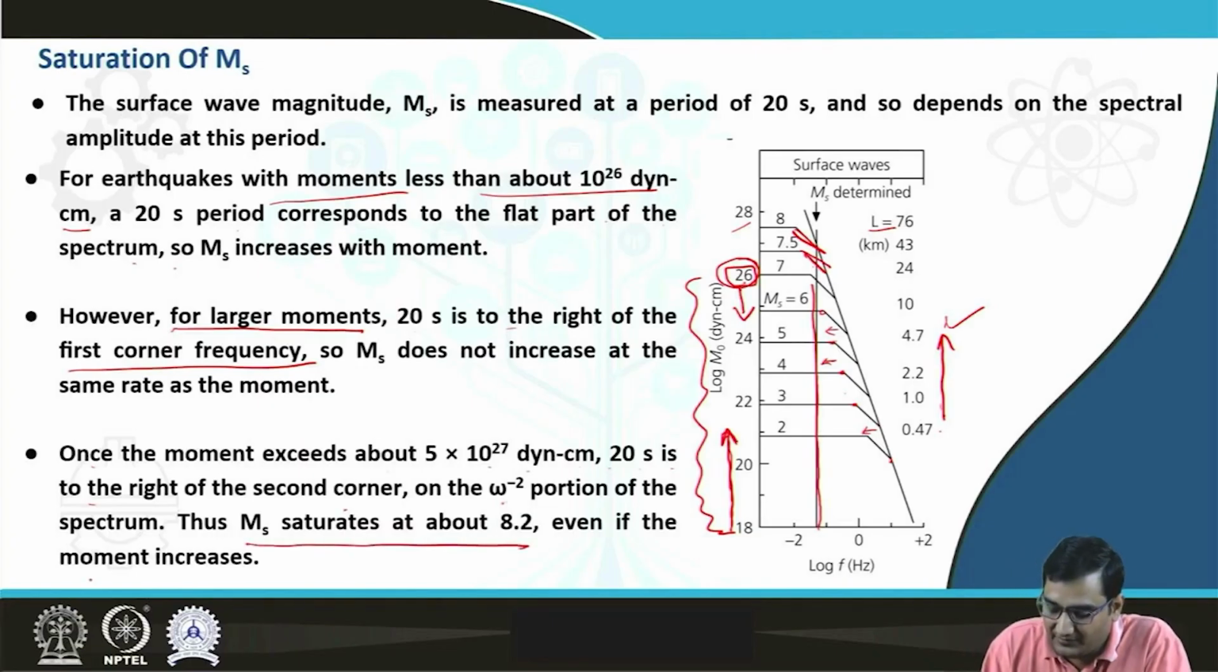So even if the movement is increasing, it will basically leave the second corner frequency, and it will not give you the correct estimates of the movement of the earthquake, or you can say the size of the earthquake or surface wave magnitude.